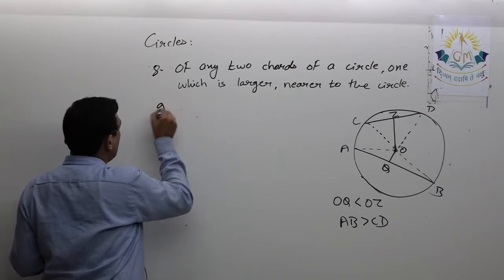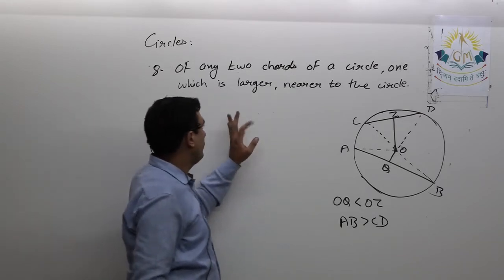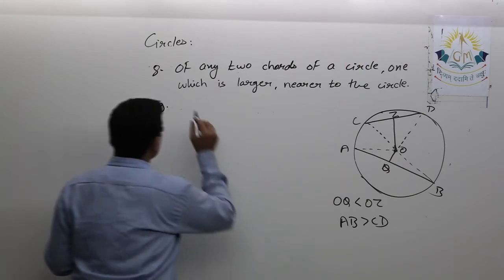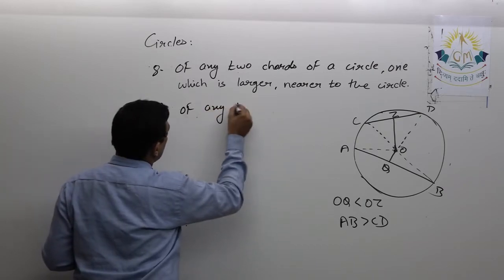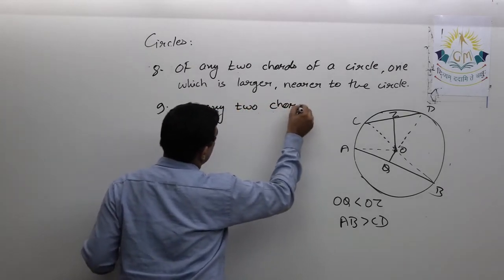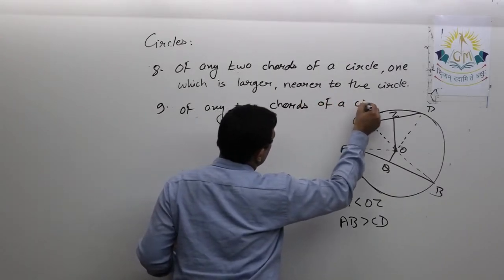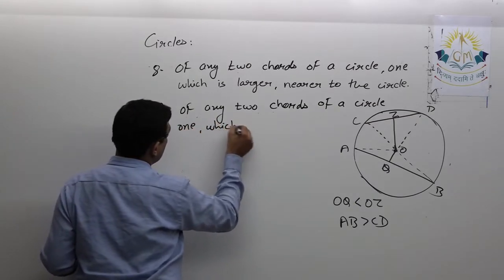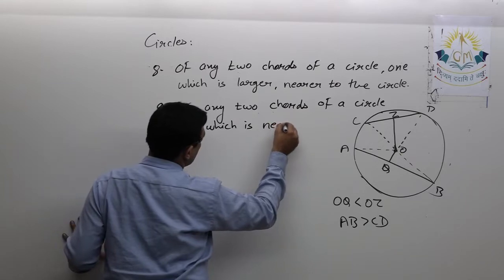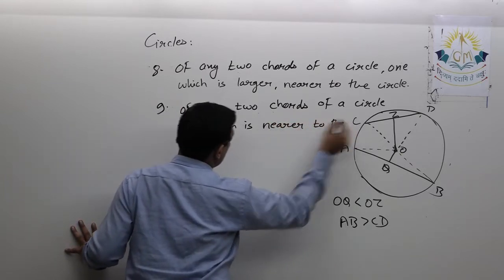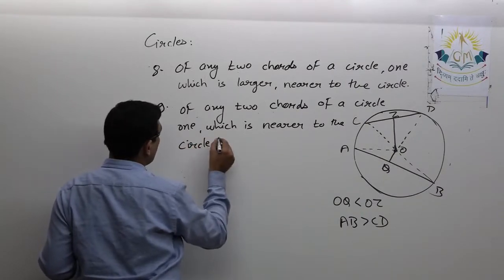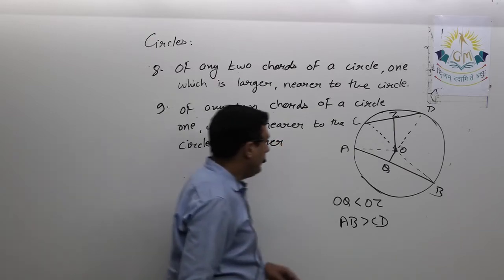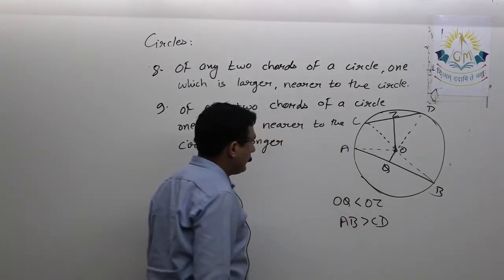Now, the ninth one is the converse of this. It means of any two chords of a circle, the one which is nearer to the center is longer.